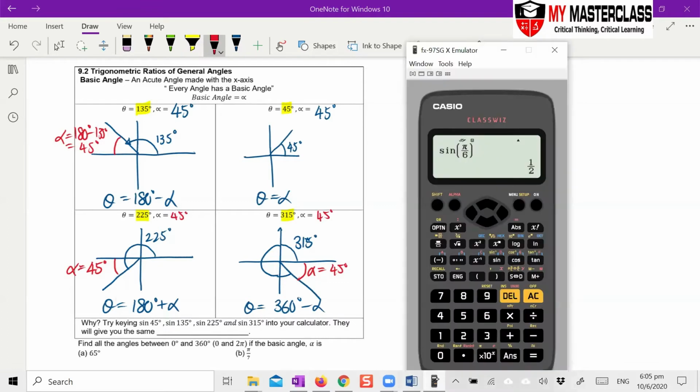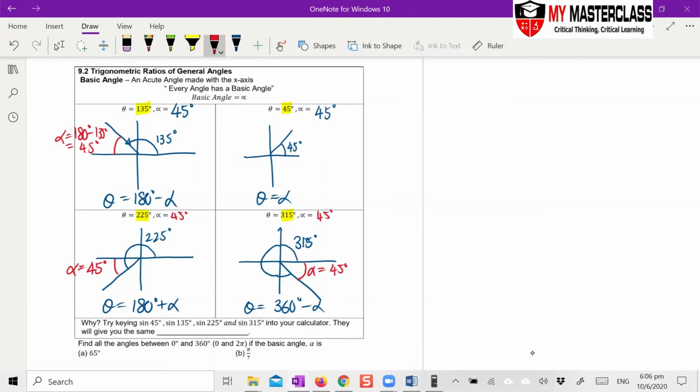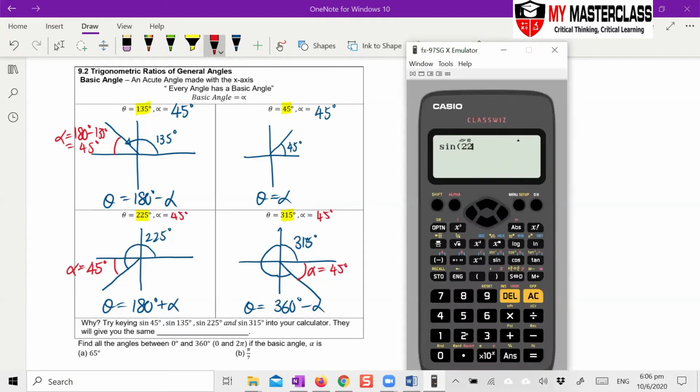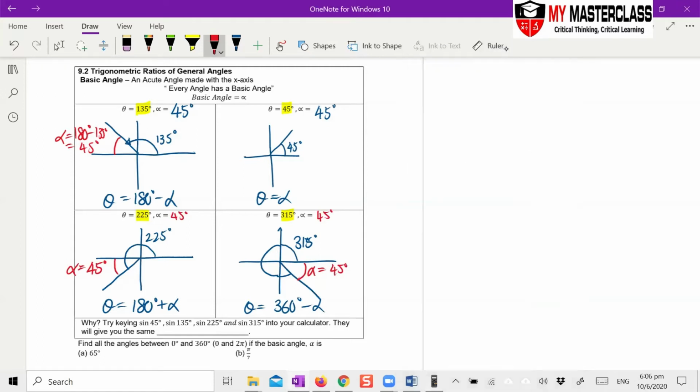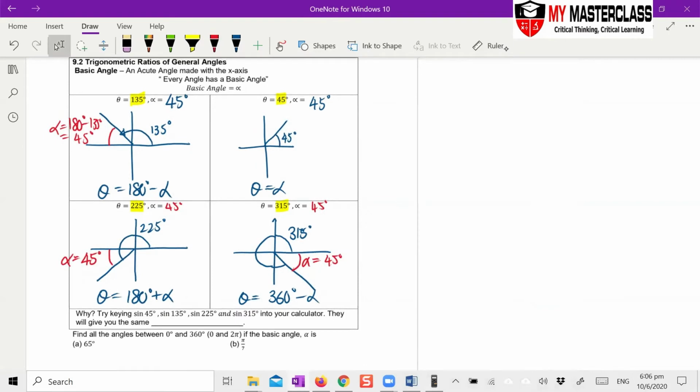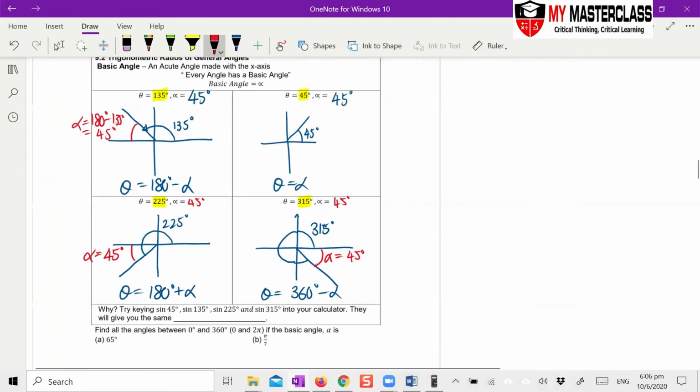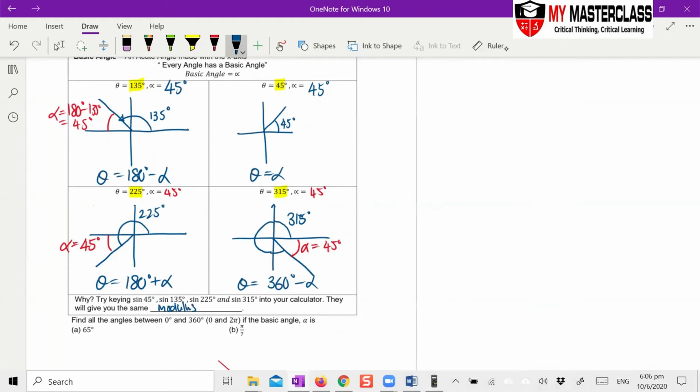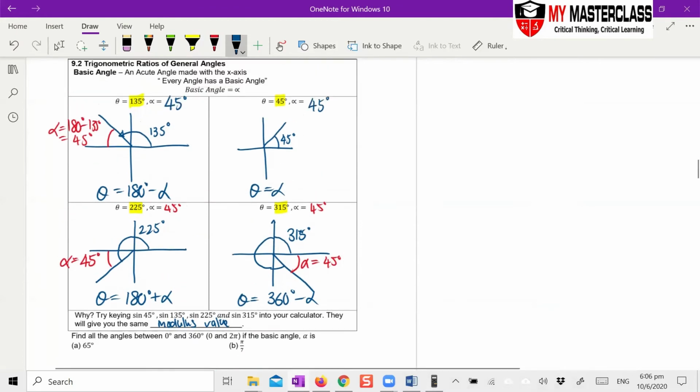So what I want to tell you is that when you key in sine 45, it will give you 0.707. When you key in sine 135, it will still give you 0.707. When you key in sine 225, it will also give you 0.707 but with a negative answer. When you key in sine 315, it will also give you 0.707 but with a negative answer. This thing is called modulus value. That means if I ignore the plus or minus, my values are the same.